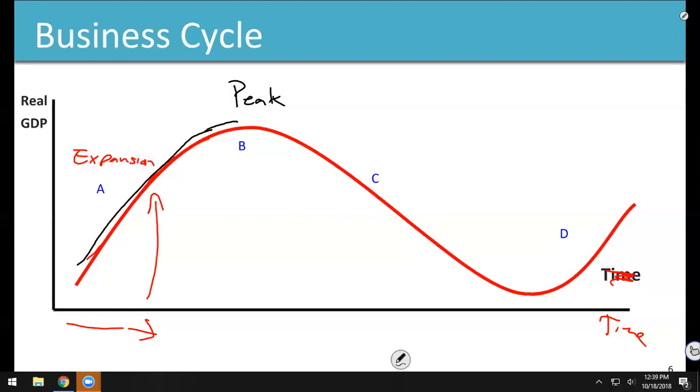The peak is when growth stops. You've stopped growing, and you've got to the top of the mountain. What happens when you get to the top of the mountain? There's nowhere to go but down. So instead of an expansion, we have a contraction. That doesn't mean you go into labor. And our goat still hasn't gone into labor yet.